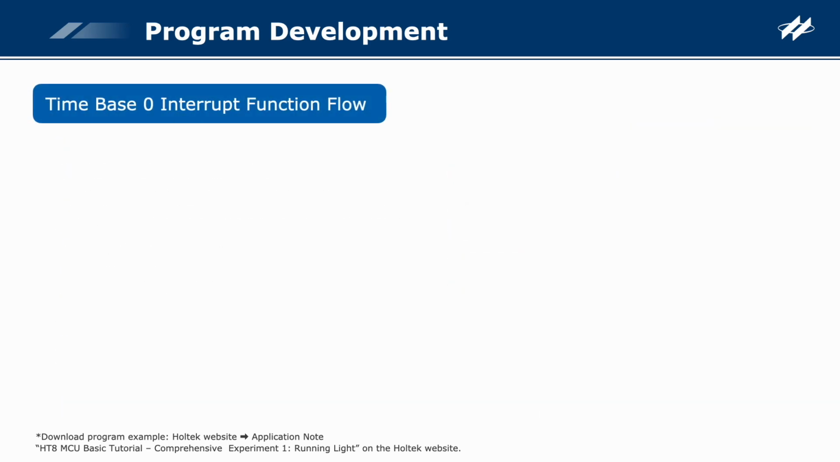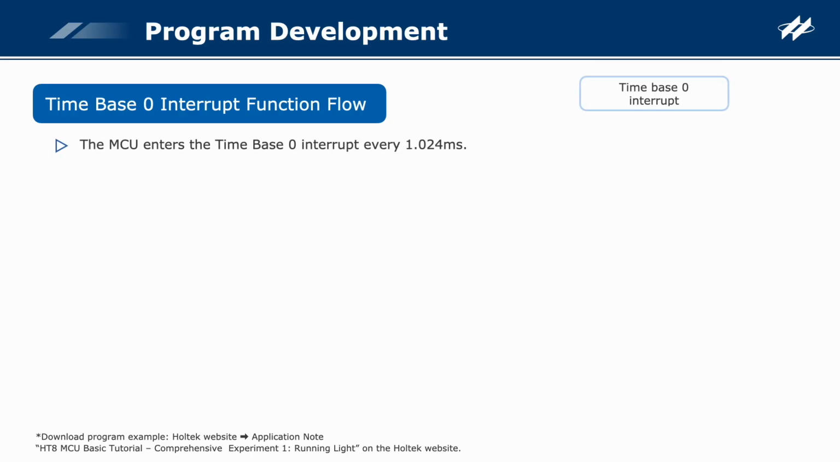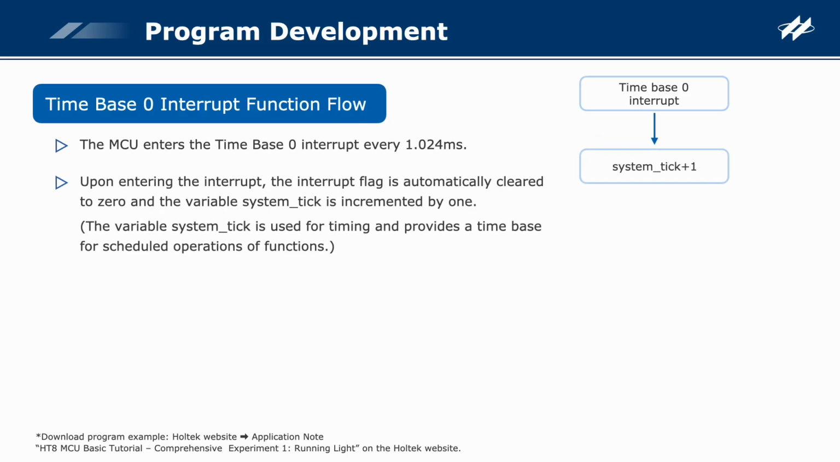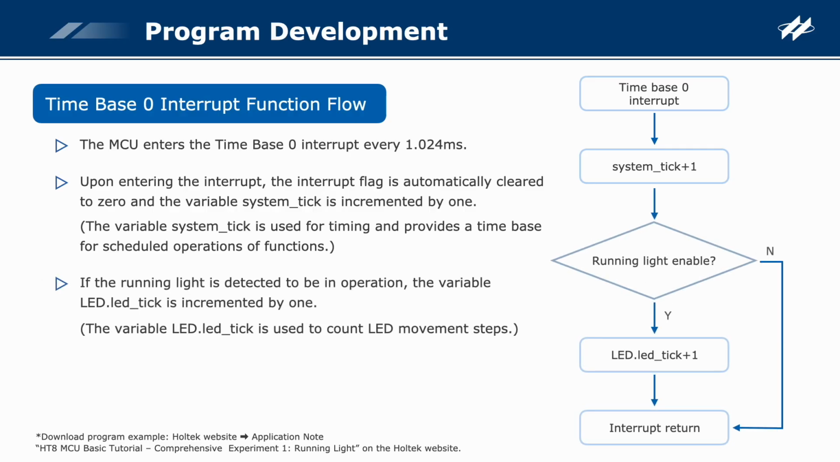The following describes the time base 0 interrupt function flow. The MCU enters the time base 0 interrupt every 1.024 milliseconds. Upon entering, the interrupt flag is automatically cleared to 0 and the variable system_tick is incremented by 1. If the running light is detected to be in operation, the variable LED.LED_tick is incremented by 1.